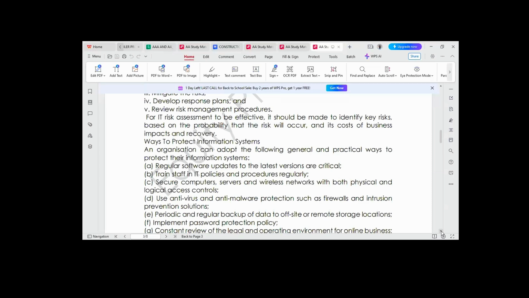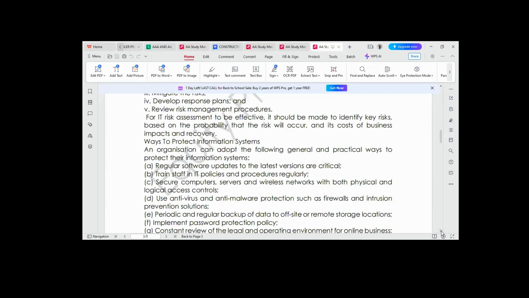Another way to protect your information is to use what? Antivirus or anti-malware, such as your firewall, okay? And your IDS and your IPS. IDS and IPS. What's IPS? Intrusion Prevention Solutions. And we have Intrusion Detection Solutions.